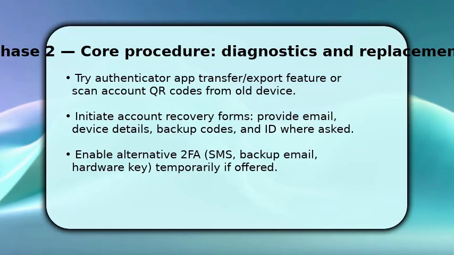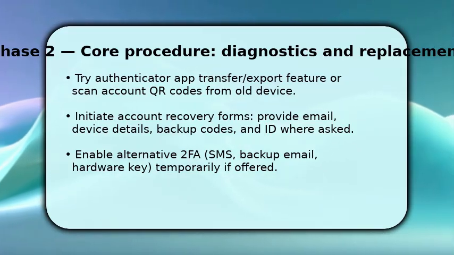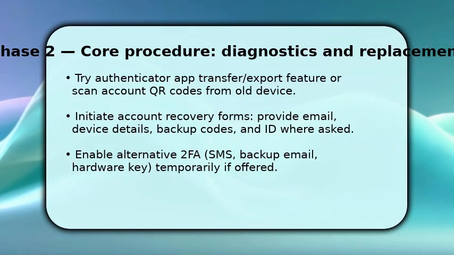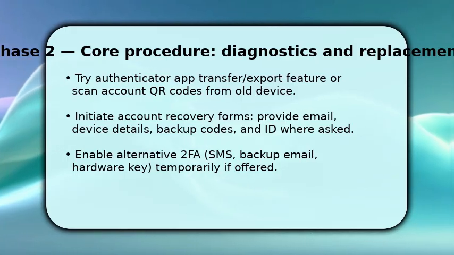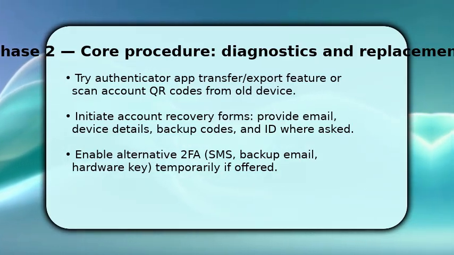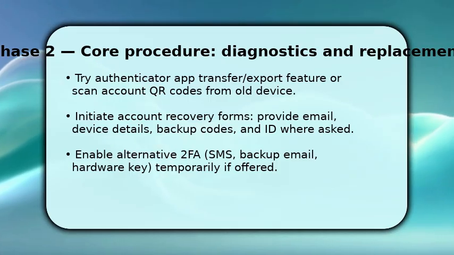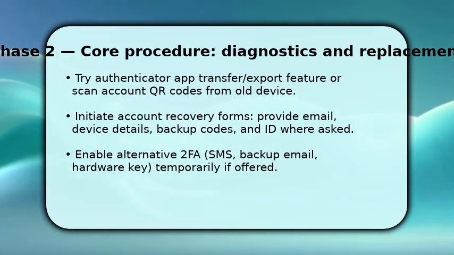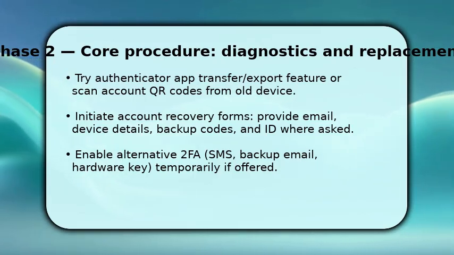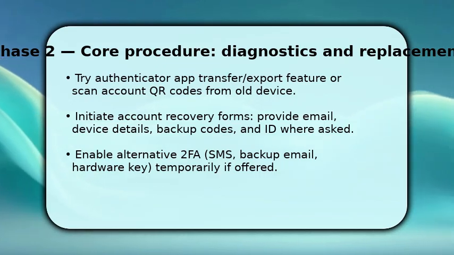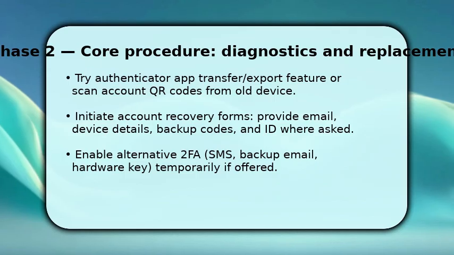Now proceed with the actual transfer. If the old app can export accounts, follow its export flow and scan the QR with your new device's Authenticator app. If export fails, use the service's account recovery form and submit required evidence: email, device info, and any backup codes. Once you regain partial access, add an alternate 2FA method, such as SMS or a hardware key, so you can finish re-registering the new Authenticator.